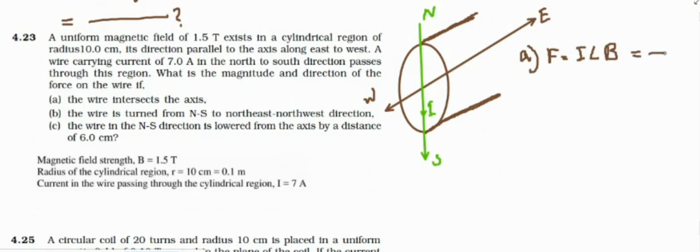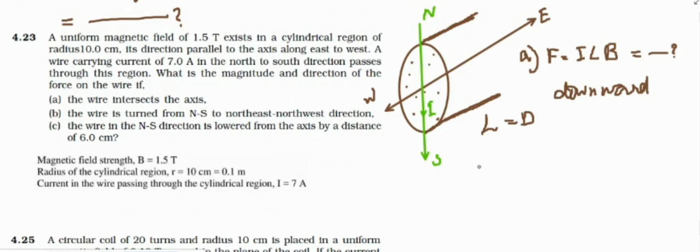So substitute the values, find the answer, and apply Fleming's left hand rule. You will get the direction of force as downward. And here, what is the length of the wire? The length of the wire you have to take as the diameter of the cylinder, because magnetic field is present only in this area, not outside. As magnetic field is present only inside, length of the wire you have to take as the diameter.